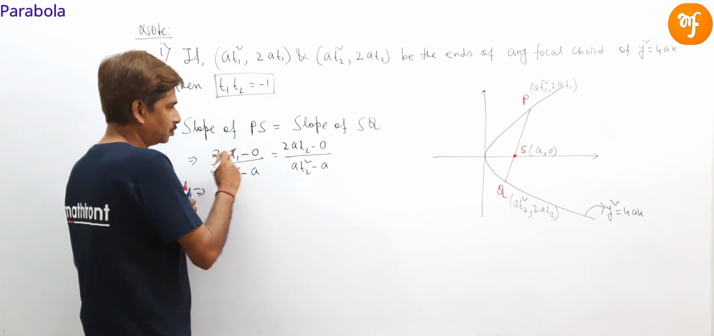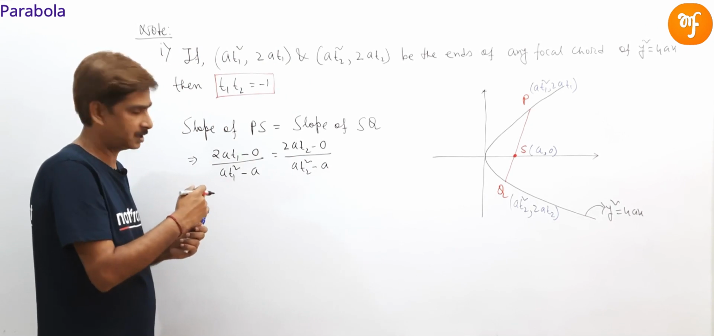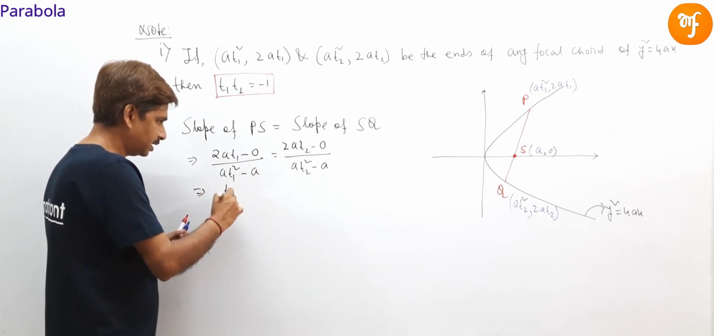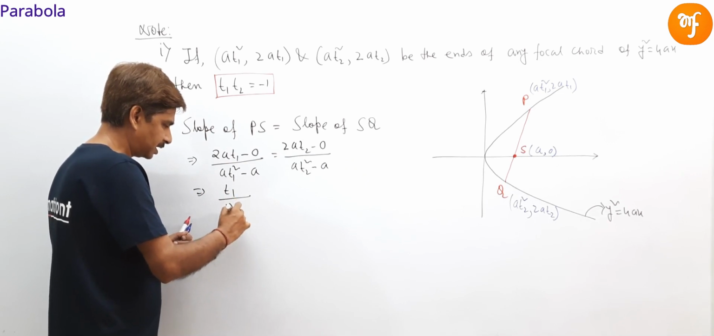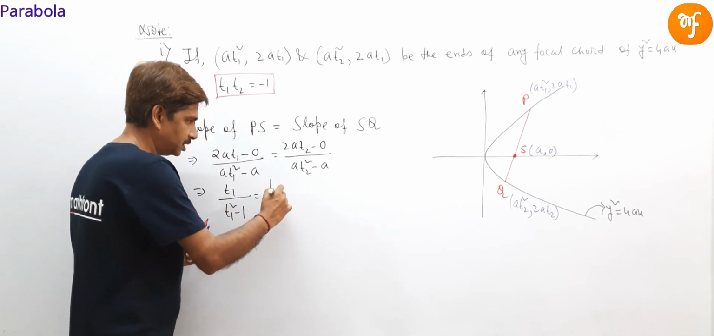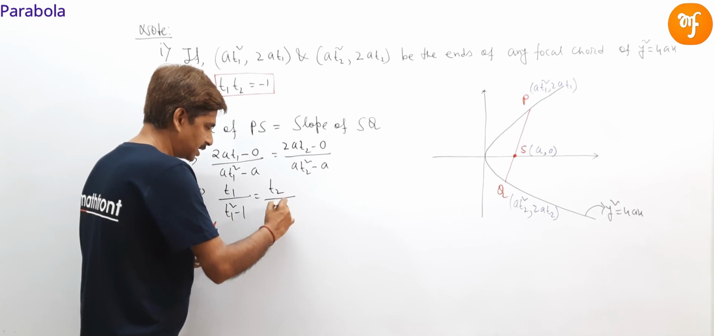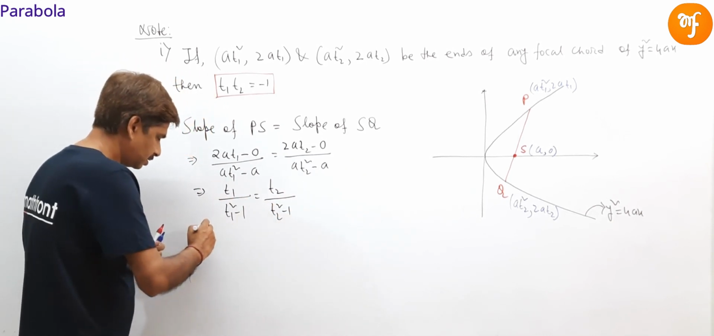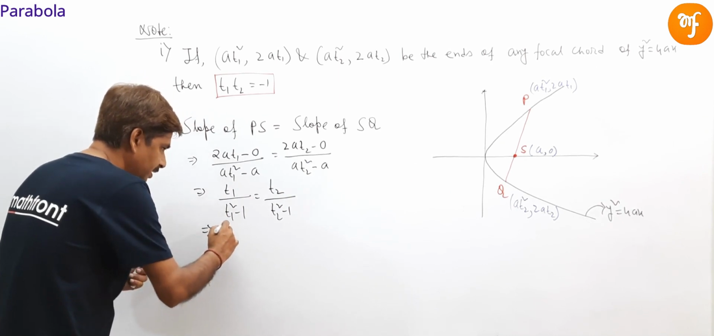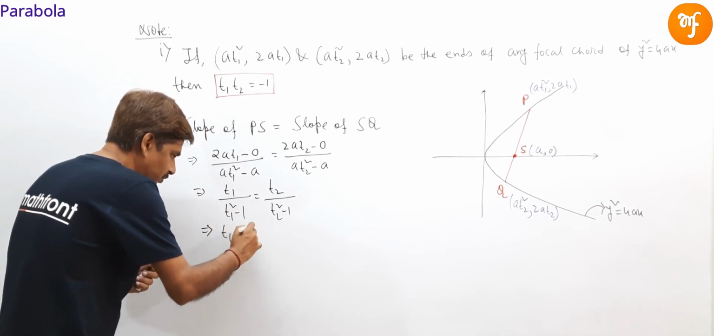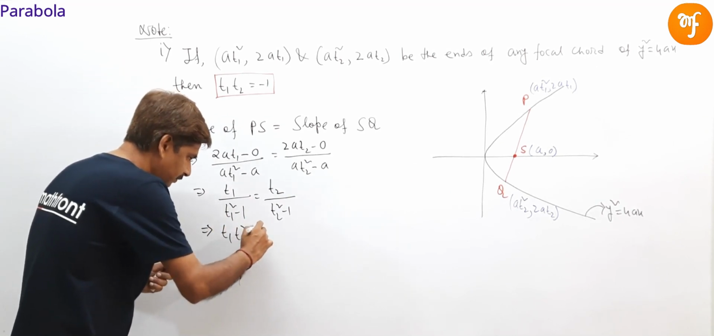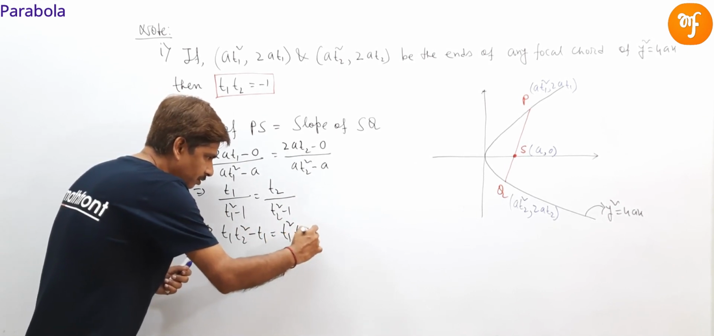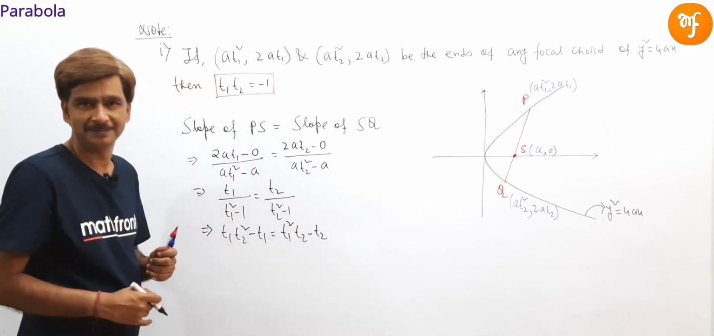We can cancel 2a from the numerator of both sides and a from the denominator of both sides. So this will be t1/(t1² - 1) = t2/(t2² - 1). Okay. So make the cross multiplication. We'll get t1·t2² - t1 = t1²·t2 - t2. Okay.